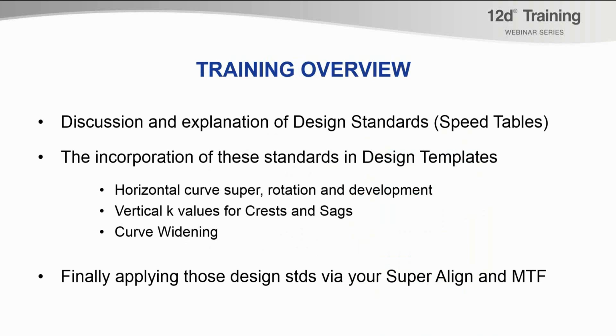Welcome everybody to our presentation. Today's training overview will involve the discussion and explanation of design standards. Normally that would be referred to as design speed tables. The incorporation of these standards in our design template. So inside that design template and the standards, we're going to look at the horizontal curve super, the rotation of the super, and the super elevation development. In the vertical, we'll have K values for crests and sags, and also curve widening. And finally, applying those design standards via your super alignment and MTF.